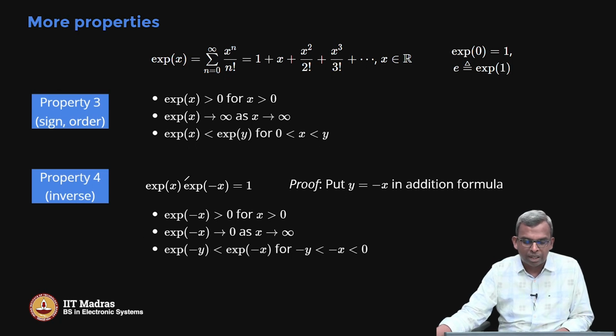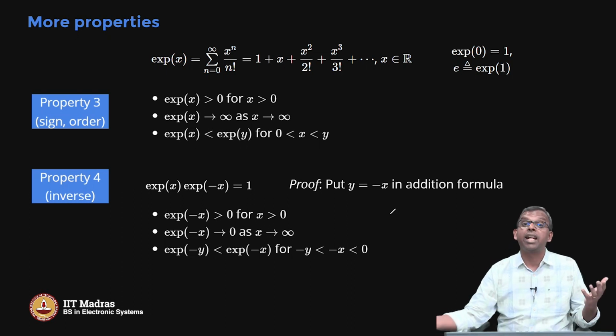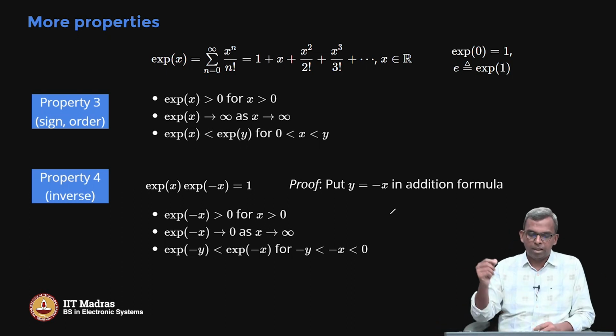You can use exp of x times exp of minus x equals exp of y times exp of minus y. Once you see that equality, if exp of y is greater than exp of x, exp of minus x has to be greater than exp of minus y. So that's the way in which this proof goes. And all these properties are very useful in understanding the behavior of e power x. How does it behave with x?